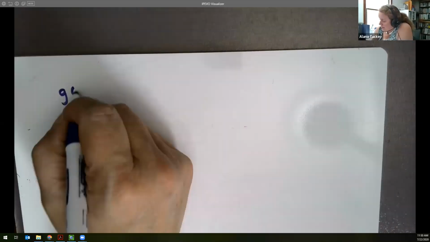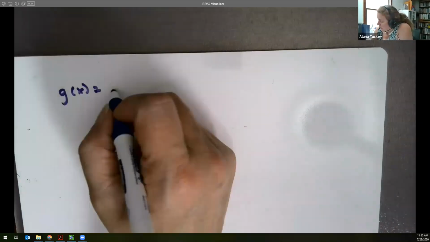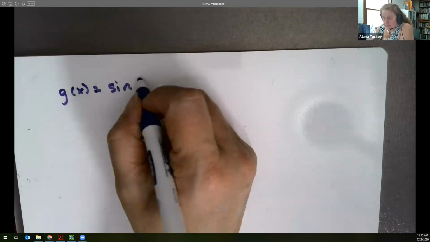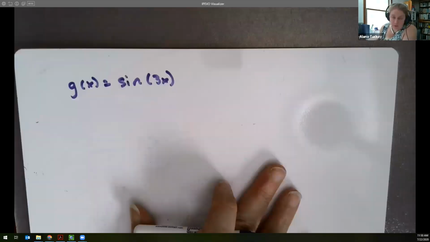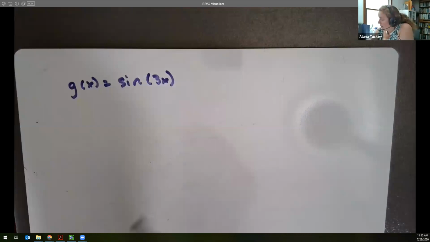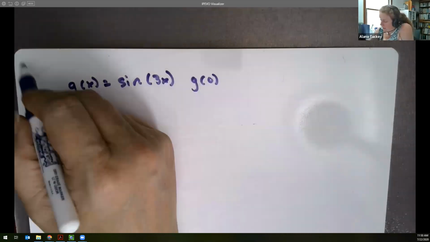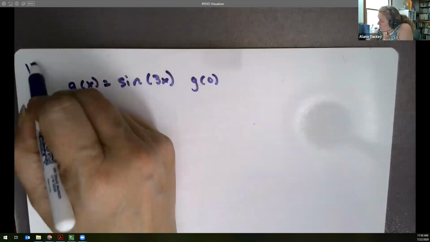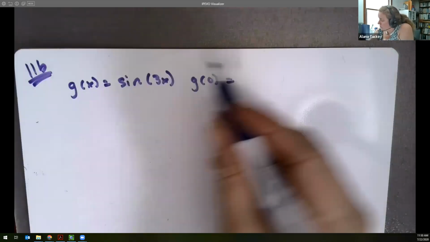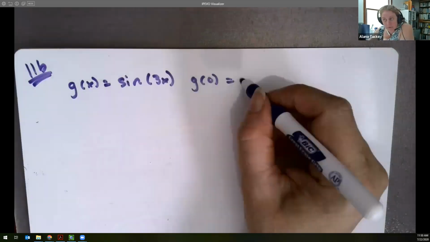All right, so we need to find the first 4 non-zero terms. And with sine, that's saying something, right? So if g of x is equal to the sine of 3x, and we want this at 0, let's just start right off the bat. G of 0, oh crap, this was 11b, right? G of 0 is the sine of 0, and the sine of 0 is 0.